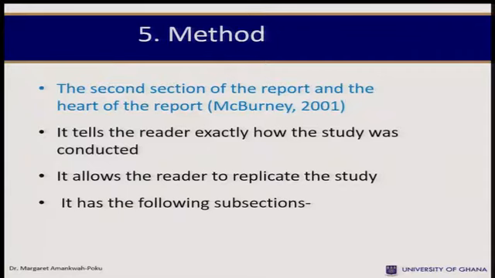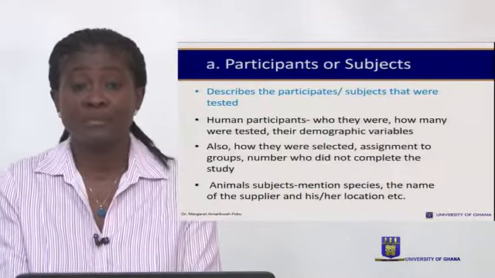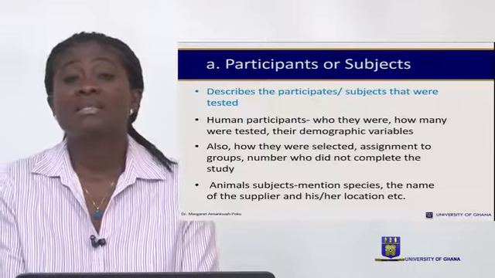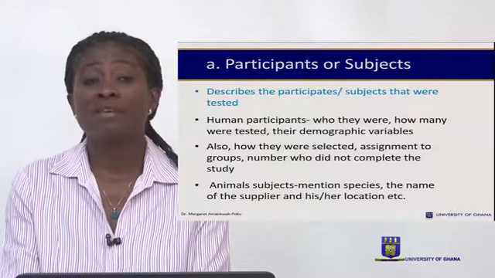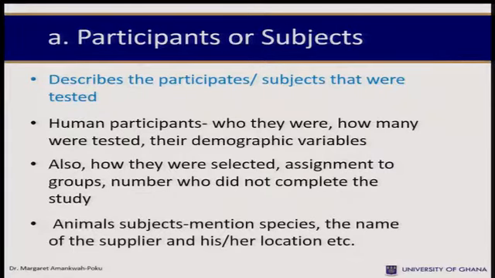And this, according to McBurney 2001, is the heart of the report because it tells the reader exactly what was done, and it also allows the reader to replicate the study that was done. So this method section has 4 different subsections. The first one is the participant or subject section. And this describes the participants or subjects that were tested in your study.